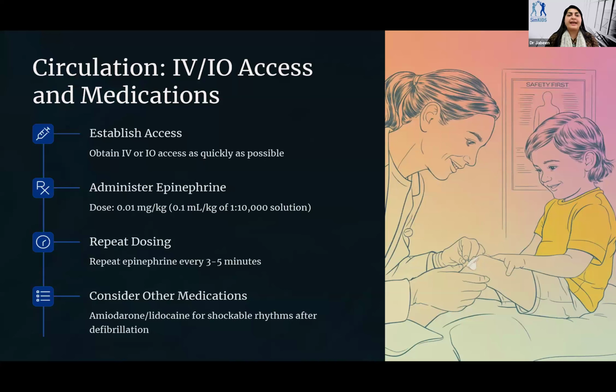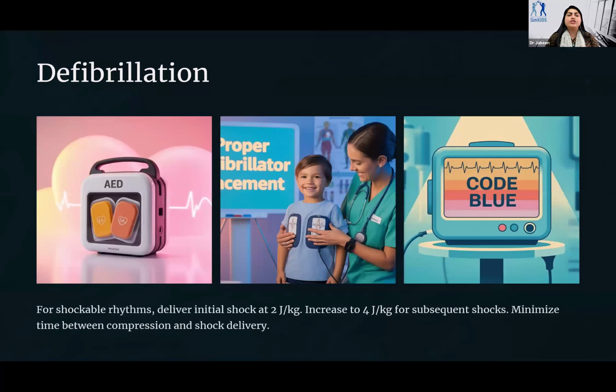In the shock management update, there is a lot of emphasis on obtaining circulation access, that is IV or IO. There is a lot of emphasis on administering the first dose of epinephrine as soon as possible, with repeat every 3 to 5 minutes, and consideration of other medications which can be used in shock, which we will talk about with each algorithm. Defibrillation for shockable rhythm, as we discussed, is 2 joules increasing to 4 joules for subsequent shocks, minimizing the time between compression and shock delivery.